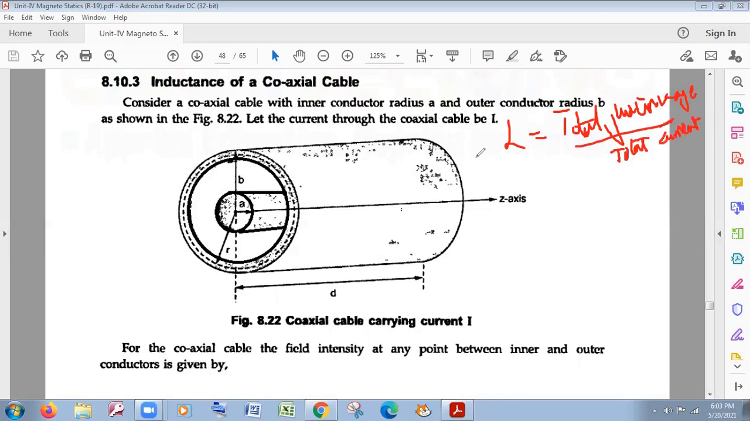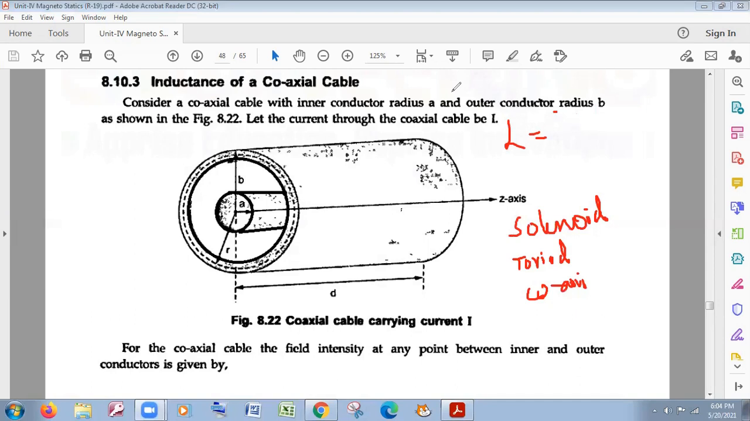L is equal to, okay, by using the solenoid, by using the toroid, or by using the coaxial cable. Not by using, my dear students, but the inductance of the solenoid, inductance of the toroid, and inductance of the coaxial cable, not using here. The inductance of the solenoid L is equal to the inductance of the toroid L is equal to the inductance of the coaxial cable.